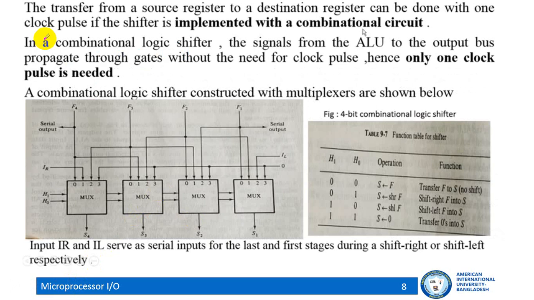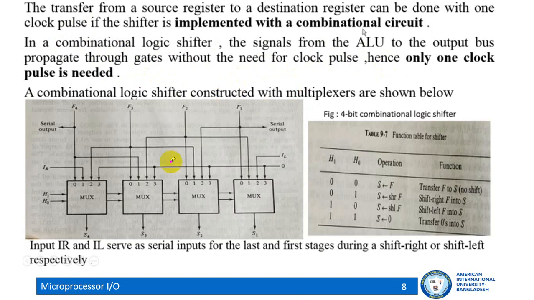Look at the picture. The transfer from a source register to a destination register can be done with one clock pulse if the shifter is implemented with a combinational circuit. In a combinational logic shifter, the signals from the ALU to the output bus propagate through gates without the need for a clock pulse. Hence, only one clock pulse is needed. A combinational logic shifter constructed with multiplexers is shown below.